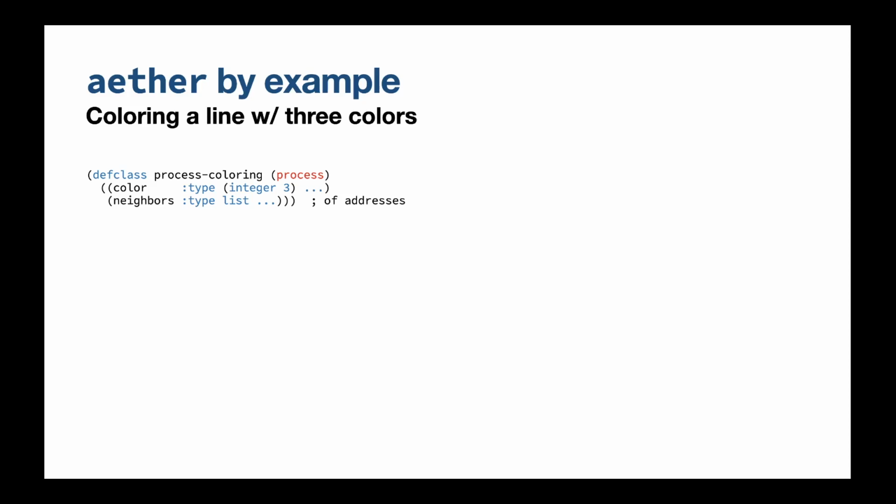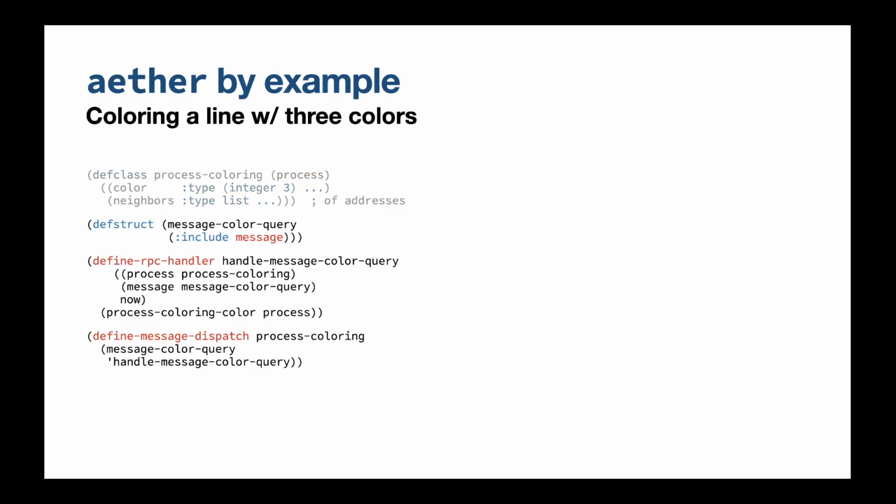So we're going to define one of these computational actors called a coloring process that inherits from a base class that Aether provides called a process. So our coloring process is aware of 2 bits of information. There's the color that it is assigned to itself, and there's a list of its neighbors, on either of its sides in the line.